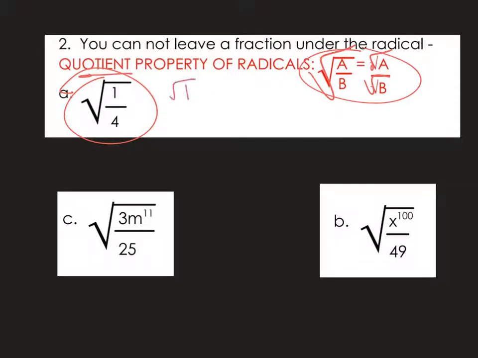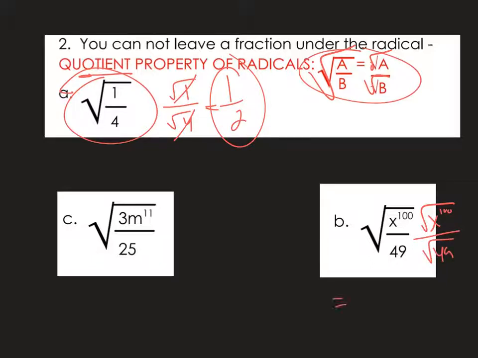Just like the product property, we now have the quotient property. So you're going to have the square root of 1 over the square root of 4. The square root of 4 is 2, the square root of 1 is 1, so the square root of 1/4 is 1/2. That's the first one. I have my B's and C's backwards, so I'll go to B first. This would be the square root of x to the 100th over the square root of 49. The square root of 49 is 7. The square root of x to the 100th is a perfect square; divide the exponent by 2 and you get x to the 50th.